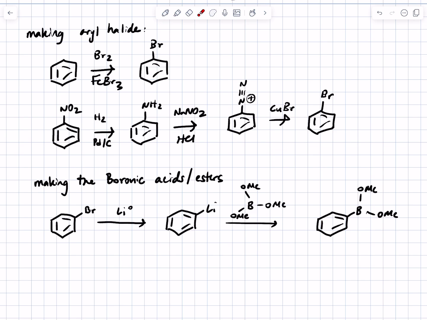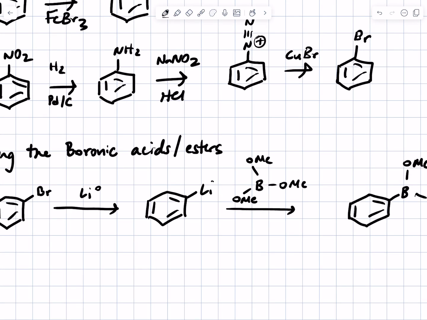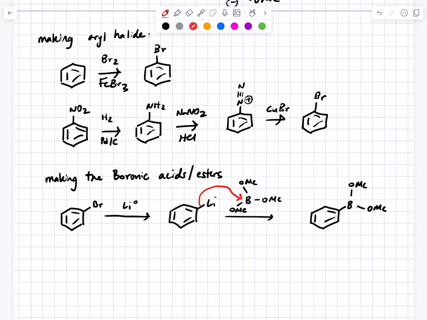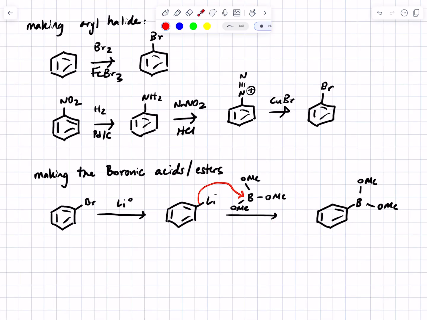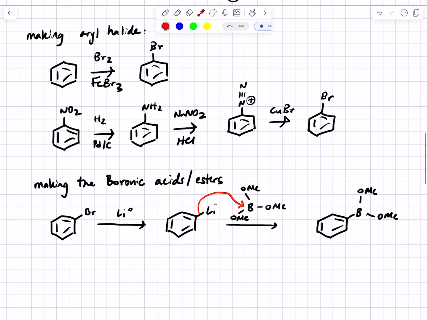We don't necessarily need to push arrows here, although if you wanted to, you could. The electrons in the carbon-lithium bond go onto the boron and form an sp3 hybridized boron intermediate that's negatively charged, and then one of the OR groups comes off in a subsequent step. So that's not a complete mechanism, but it gives you an idea of what's going on. This reagent is then ready for the Suzuki reaction.